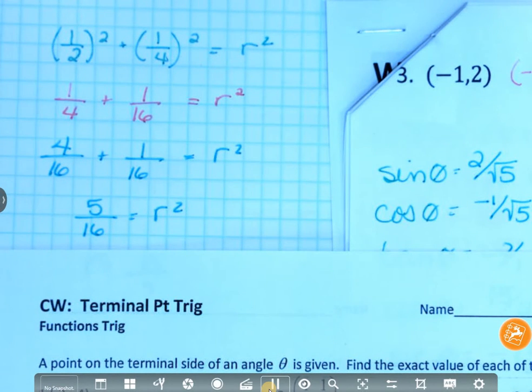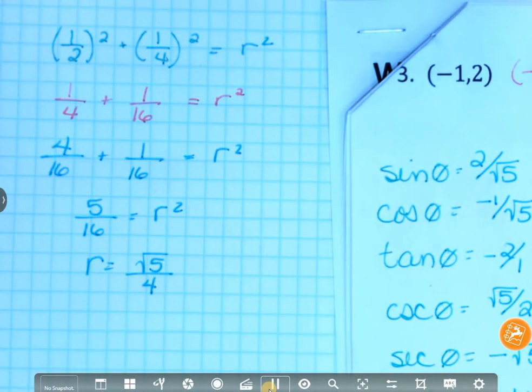Now, in order to solve this, we would have to take the square root of both sides. Square root of 5, I can't do. But what is the square root of 16? So the answer there is root 5 over 4.